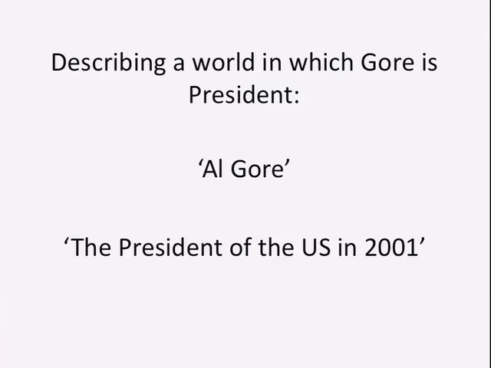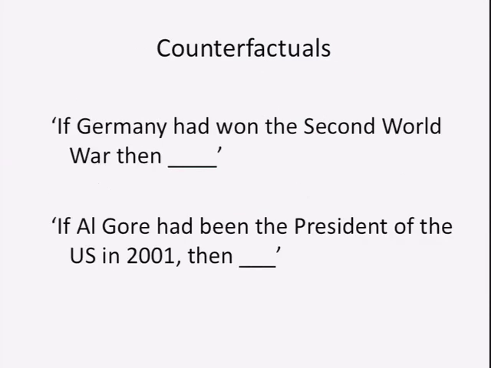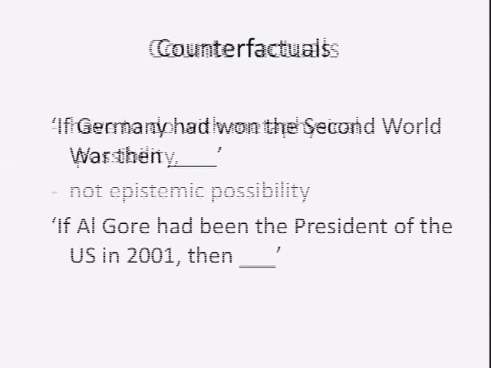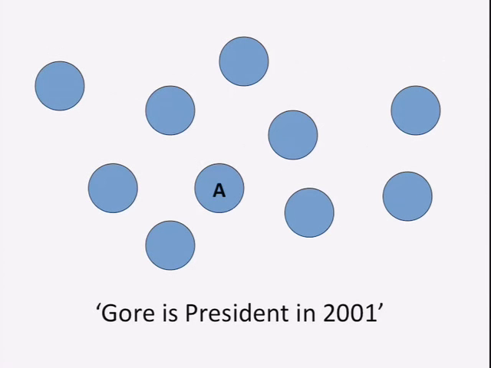So let's take this slowly. Consider this example a bit more. There are two designators here. There's Al Gore, which is a proper name, and there's the President of the US in 2001, which is a definite description. So we're saying, okay, consider what goes on when you have the counterfactual using this proper name and this definite description. Let's consider the world where Al Gore is president in 2001.